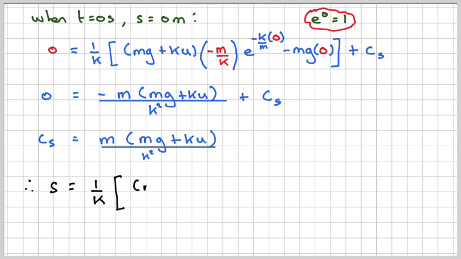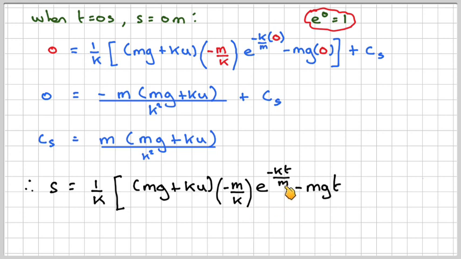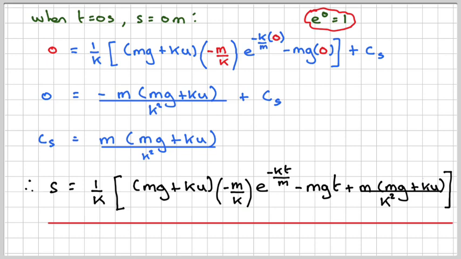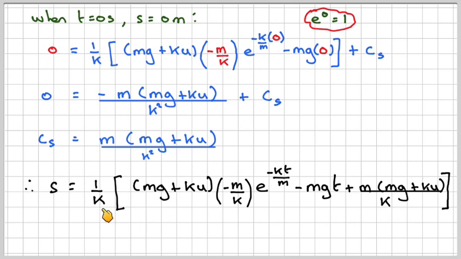So putting it all together, s will be equal to 1 over k, [(mg + ku)(-m/k)e^(-kt/m) - mgt + our constant]. Okay, notice this will be k squared, because this 1 over k originally was not in the bracket, so this will be all this over k. So in order to put it within the bracket, we have to put a k outside, and that will just become k. Okay, so carrying on.